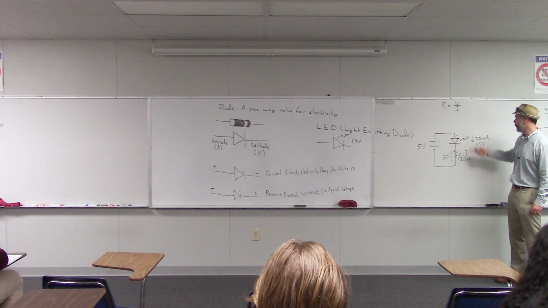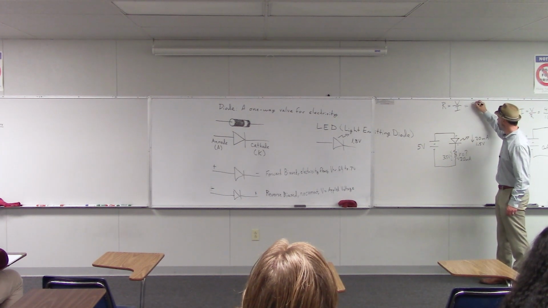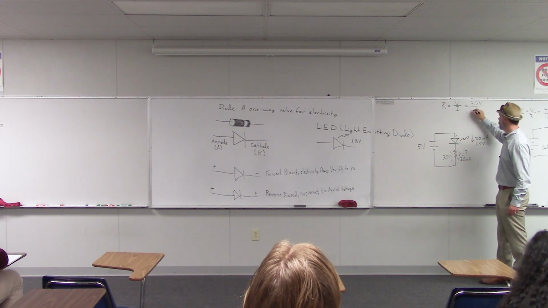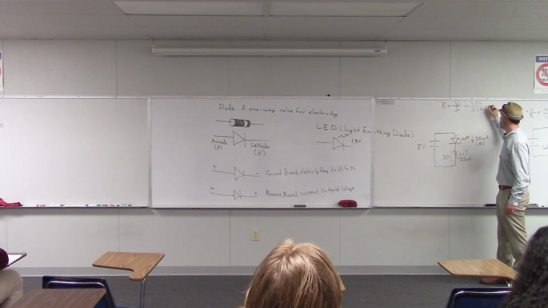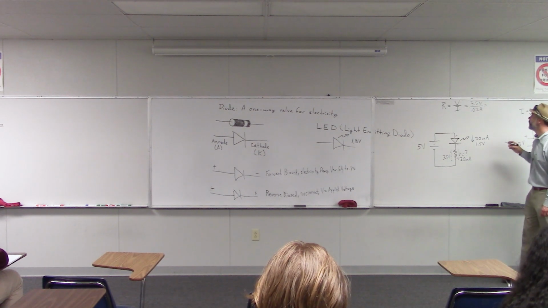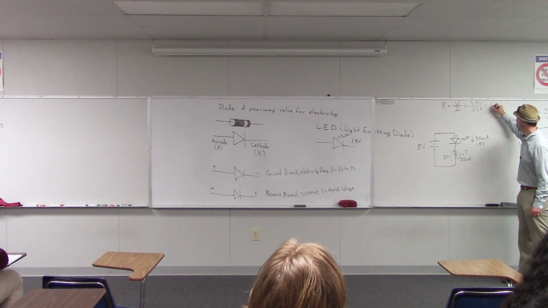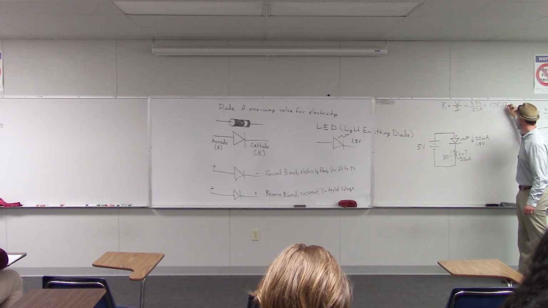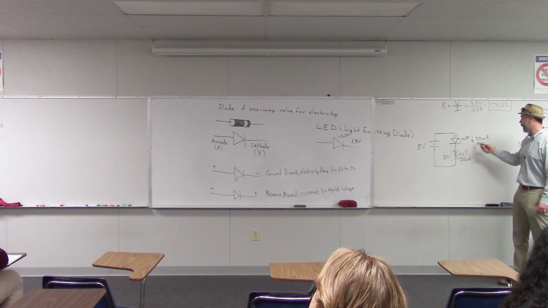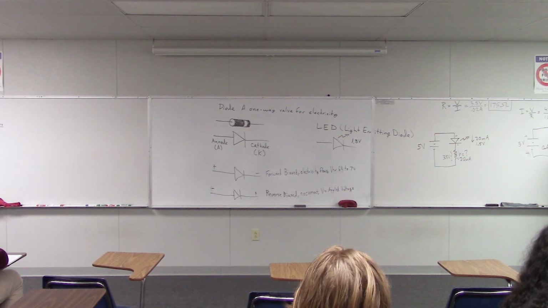Perfect. So now we know the voltage and the current, so we can figure out the resistance. The voltage would be 3.5 volts, and the current would be 20 milliamps, or 0.02 amps. So what's 3.5 over 0.02? 175. Okay, so 175 ohms. That would be the resistor that you would use if you wanted to have 20 milliamps flowing through this LED. So that's how you could figure that out.